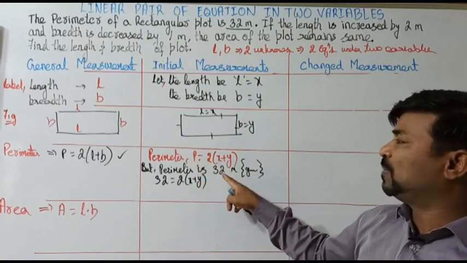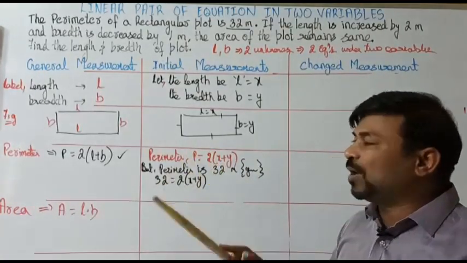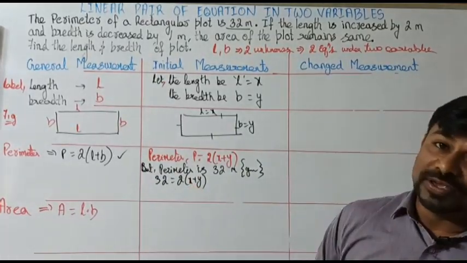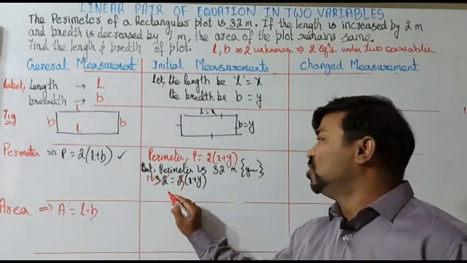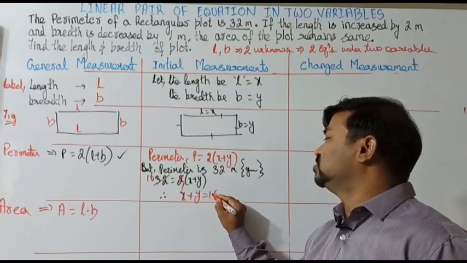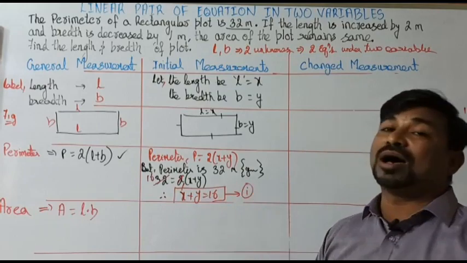Perimeter, how much has he given? Perimeter he has given as 32. So in the place of P, I have plugged in how much? 32. Now we know we cancel it, the 2 ones and the 2 sixteens. Now therefore what is left over? X plus y is equal to 16. Yes, this is equation 1.